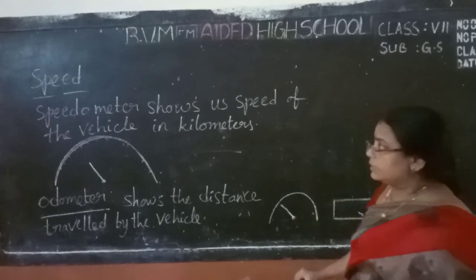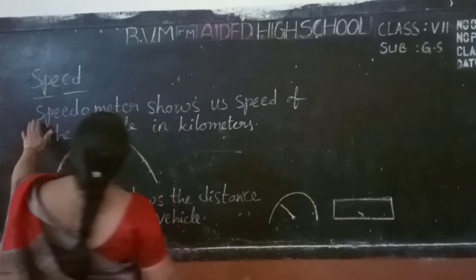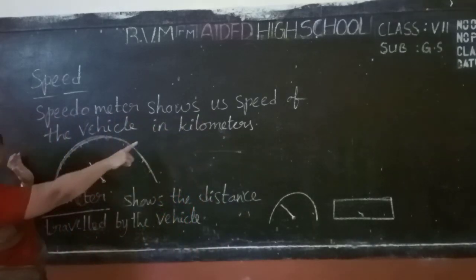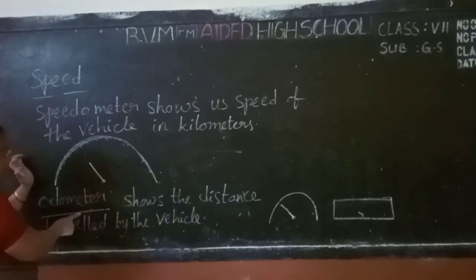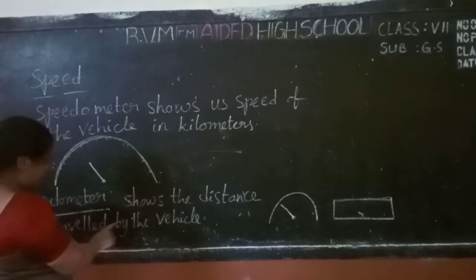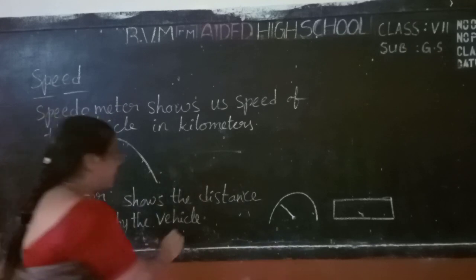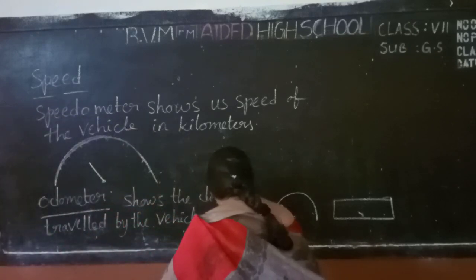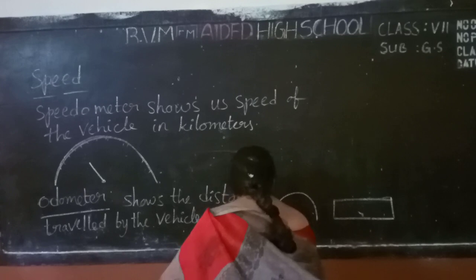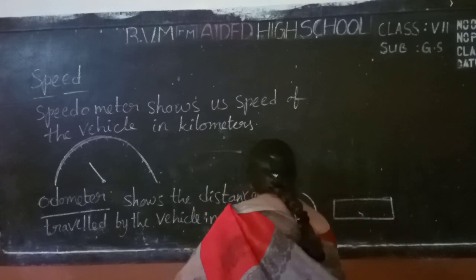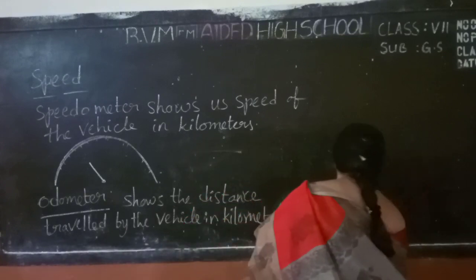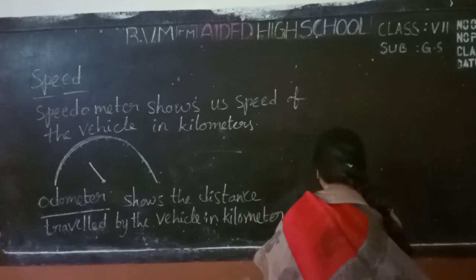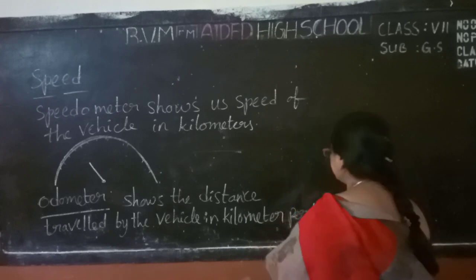Have you understood, children? What is called a speedometer? The speedometer shows us the speed of the vehicle in kilometers per hour. What is called an odometer? It shows the distance traveled by the vehicle in kilometers. Have you understood, children?